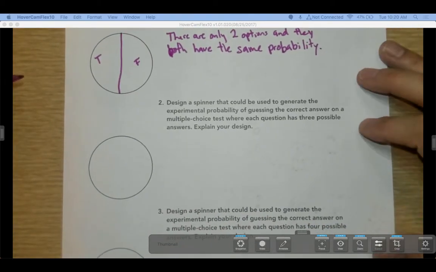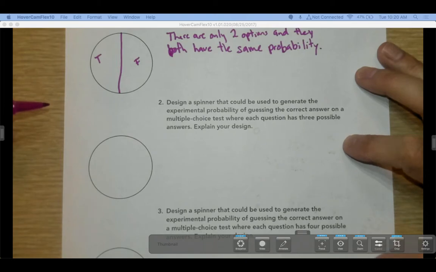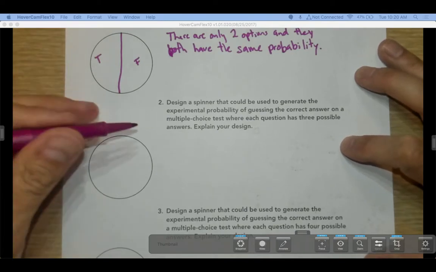Design a spinner that could be used to generate the experimental probability of guessing the correct answer on a multiple choice test where each question has 3 possible answers.